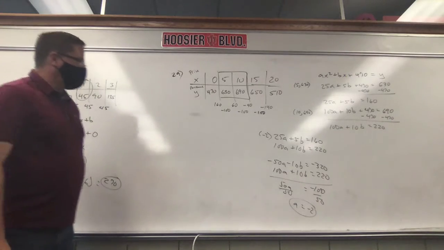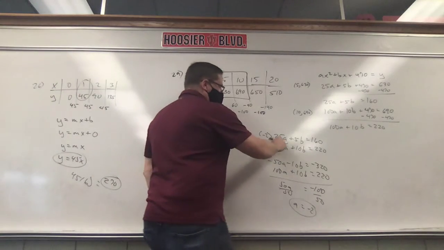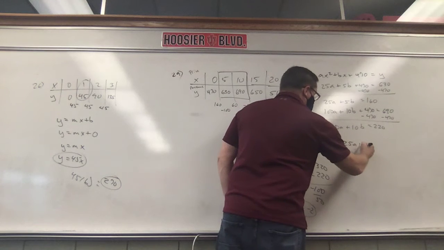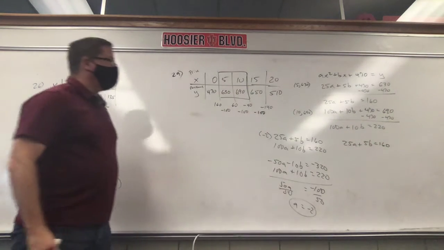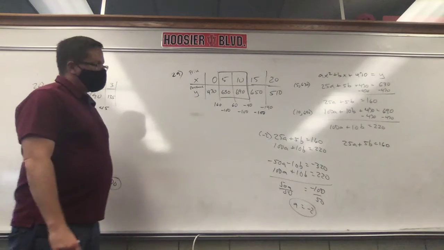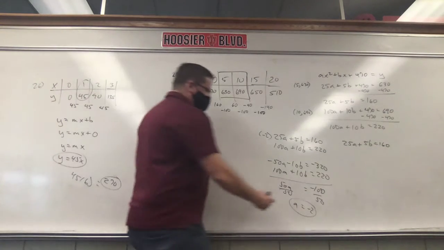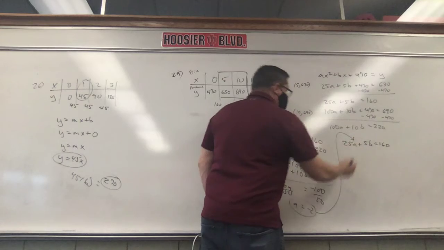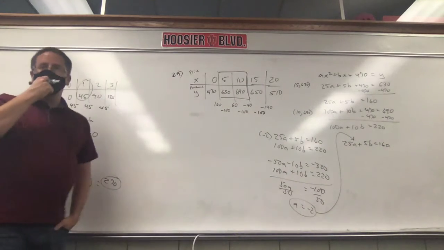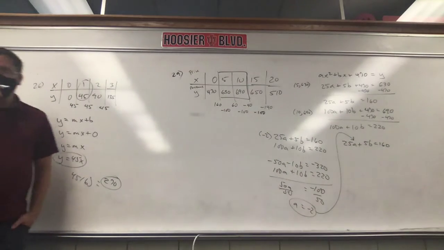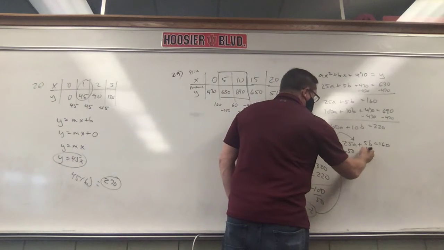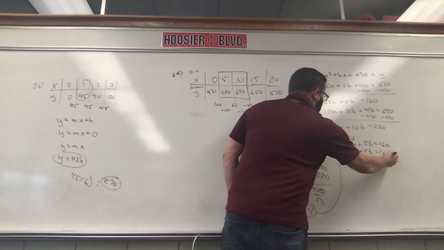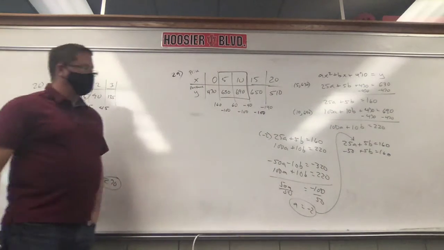All right, we're almost done. We still got to find B. I'm going to use this one right here. 25A plus 5B is 160. But now we know what? A is negative 2. I'm going to skip a step here. I'm not just going to put 25 times negative 2. You should be able to do that in your head. 25 times negative 2 is negative 50. Plus 5B is 160.